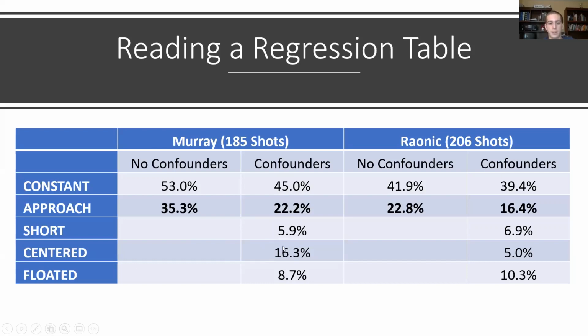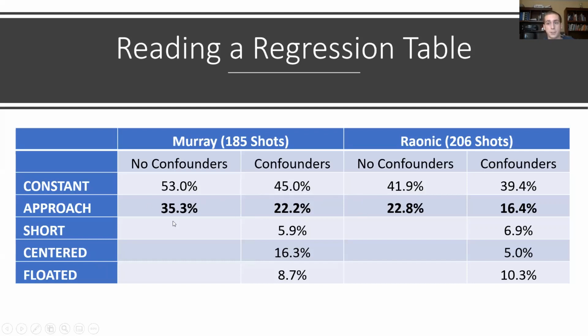There's a benefit when Murray gets a centered ball. There's a benefit when Murray gets a floated ball. All these three things increase Murray's odds of winning the point. All these numbers, aside from constant, are the benefit numbers. And the key thing to notice here, if you're going to take anything out of looking at this table, are the numbers in bold.